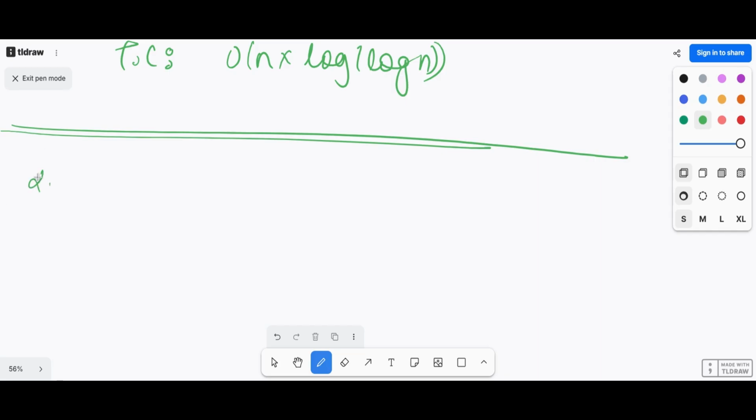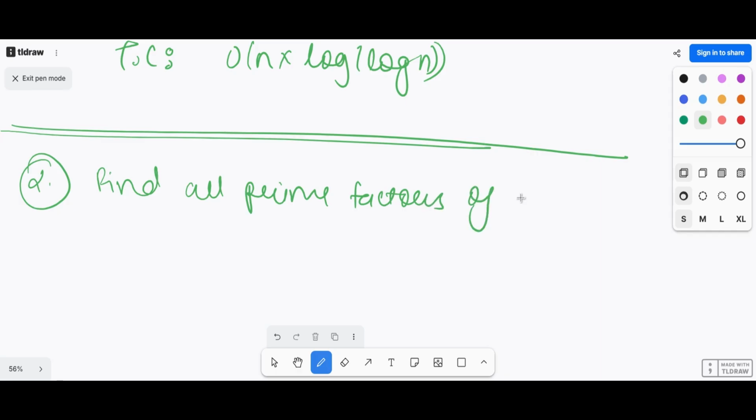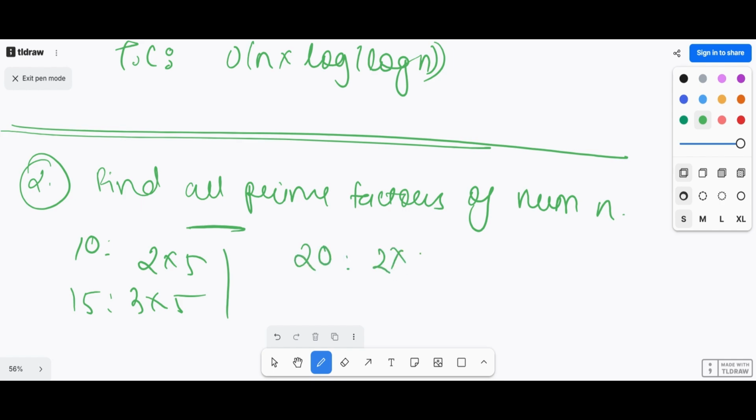Now what if my another question is, find all prime factors of number n? So let's say if it's 10, then all the prime factors of n are 2 and 5. For 15 it's 3 and 5. For 20 it's 2 into 2 into 5, so basically it's 2 and 5, all the prime factors.